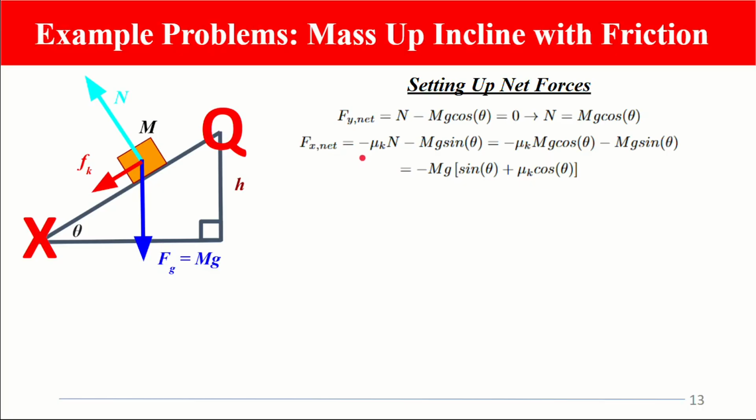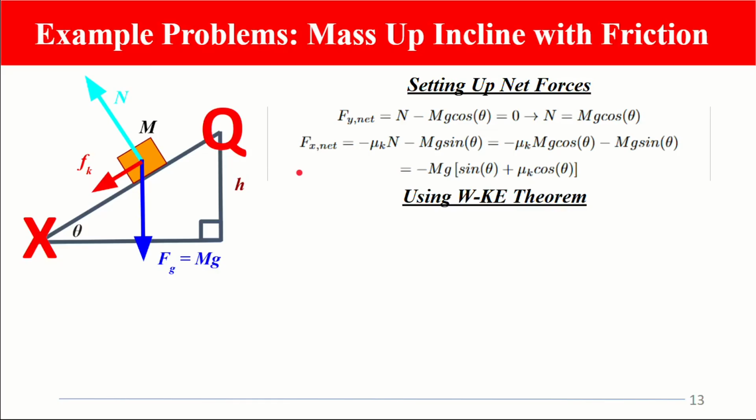You have the net force in the x direction. That is going to be your minus friction force minus mg sine of theta, and that is equal to, when sticking in your normal force, minus mu k mg cosine theta minus mg sine of theta. If you were to factor out the minus mg, you'll find that you get minus mg times the quantity sine of theta plus mu k cosine of theta. And that is going to be our net force in the x direction.